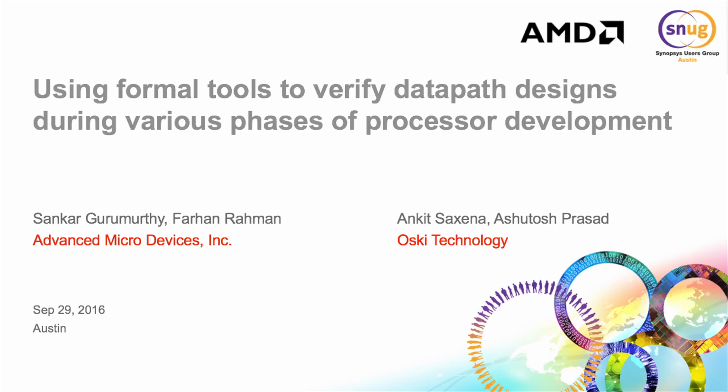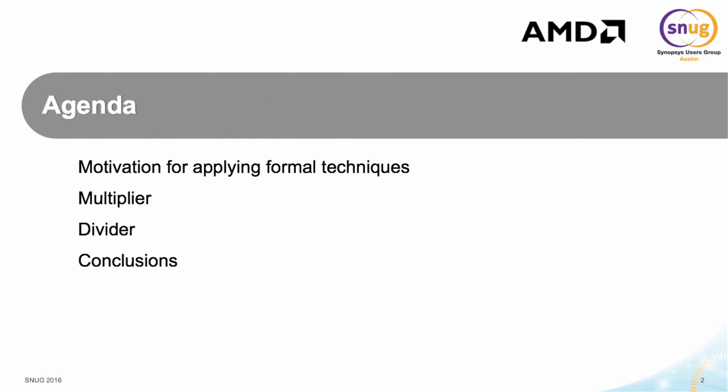I'm going to talk about verification of two datapath designs, one multiplier and one divider, using formal sequential equivalence checking. This is based on the work we did with AMD. First, I'll talk about why we chose formal to verify these two designs. Then I will go into verification details of both designs one by one.